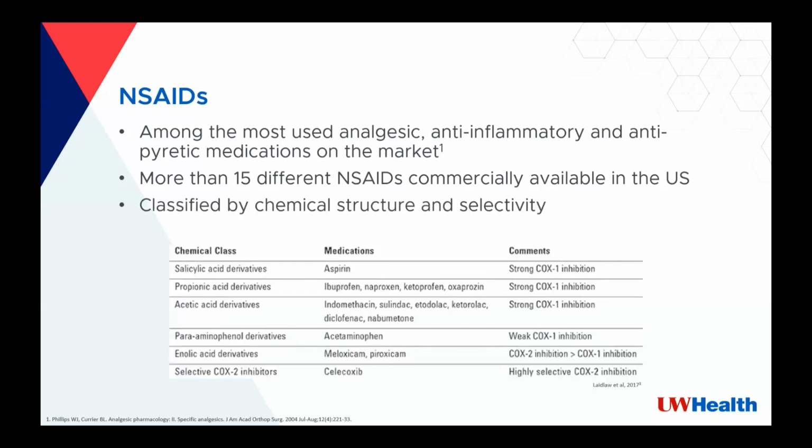And when thinking about classification, NSAIDs are typically divided into groups and classified based on chemical structure and selectivity. So here I've just included a chart that classifies our common NSAIDs by chemical class or structure, and then also what type of COX inhibition it has. So either COX-1 or COX-2, and whether that is a strong or weak inhibition. And I will talk more about COX inhibition on this next slide, but this is just a great chart to have and refer back to.